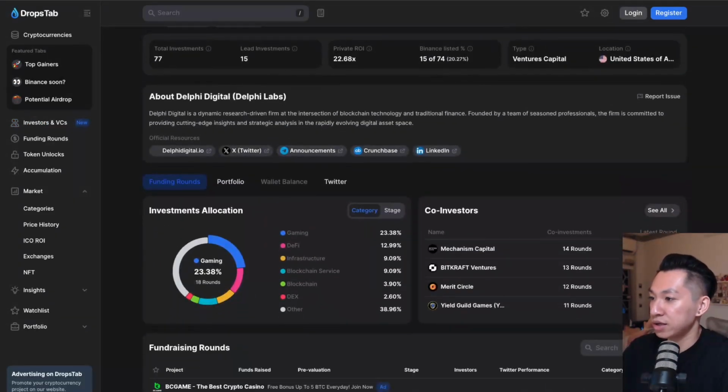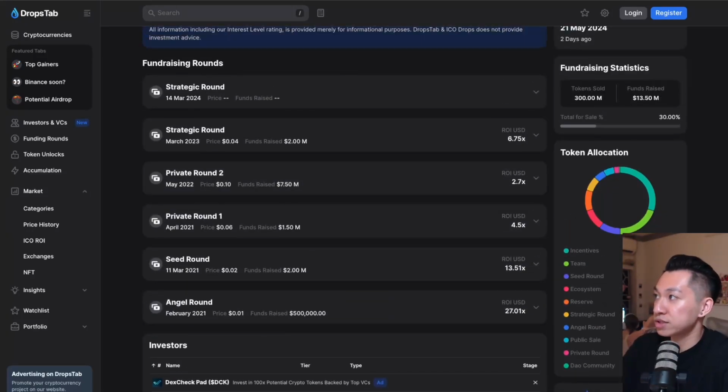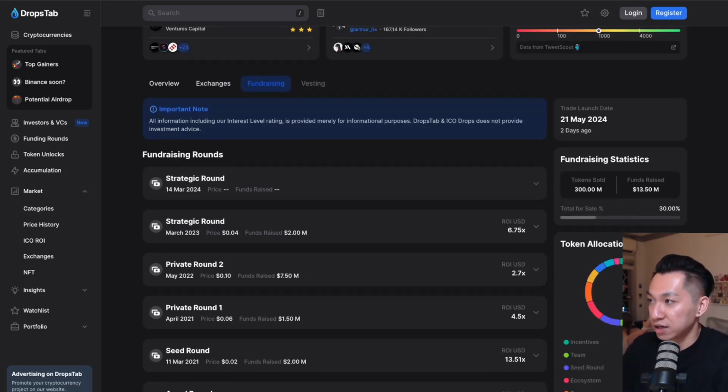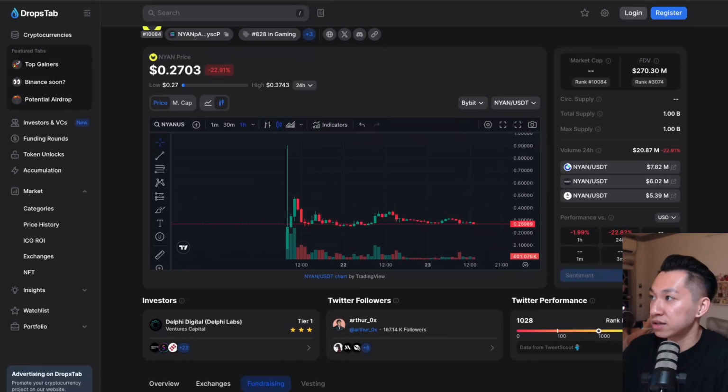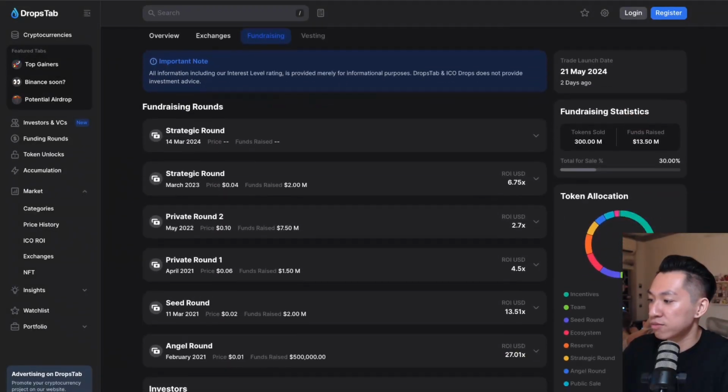It shows you the percentage of what narratives they're allocating their fund into. So gaming, 24%. Like I said earlier, you can use the Drops tab to research a particular project and see how many fundraising rounds they've done. So this is Nyan, a crypto game, Nyan Heroes. And it looks like they've done multiple rounds.